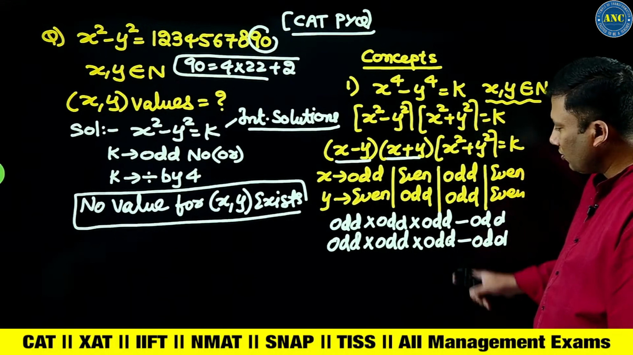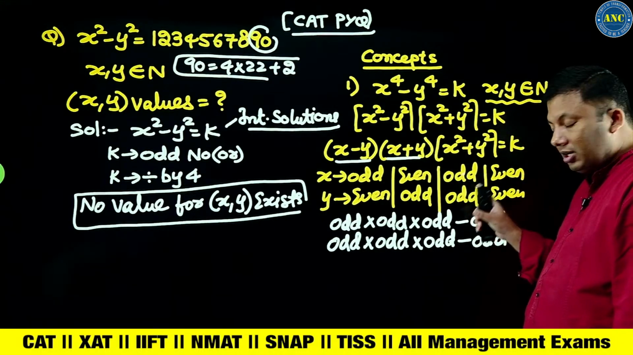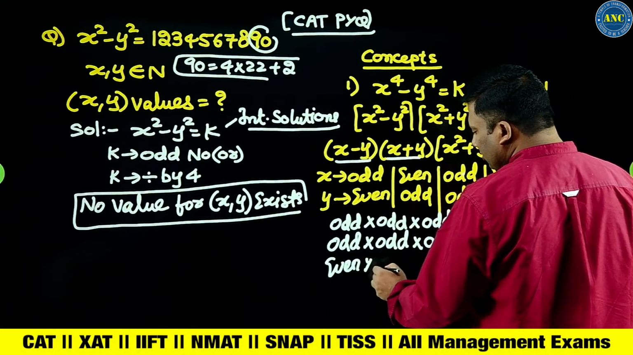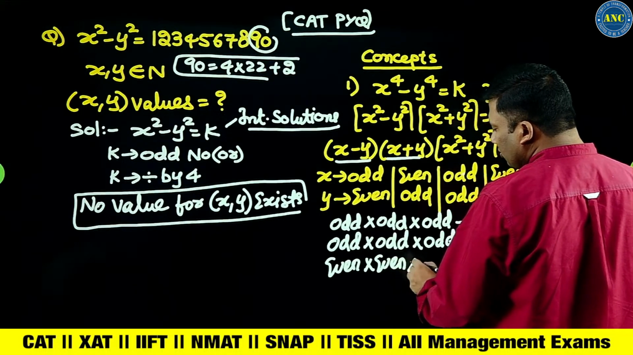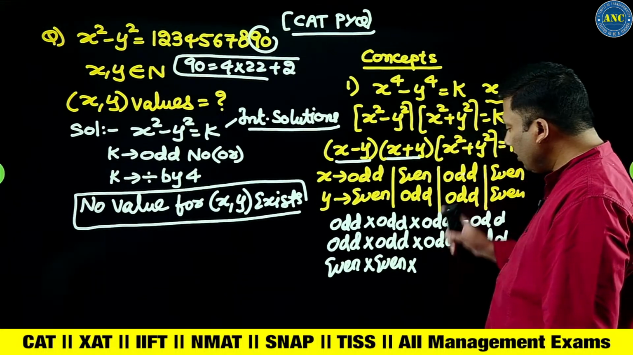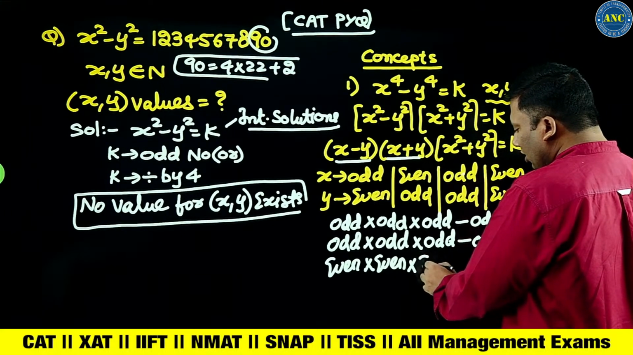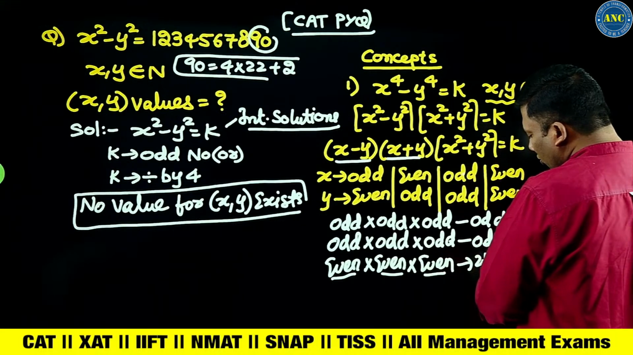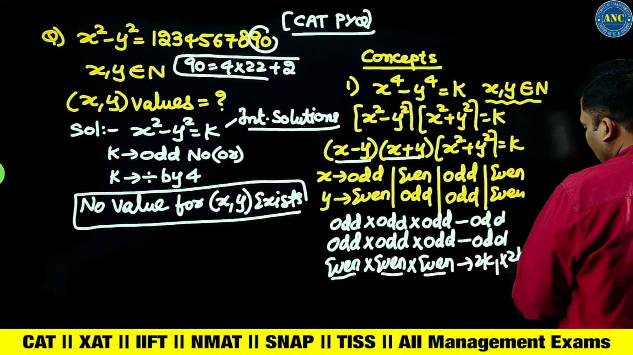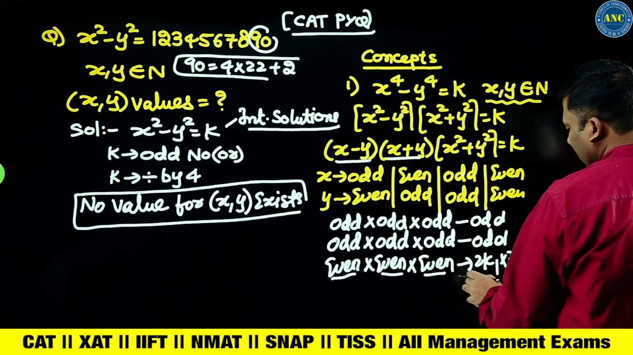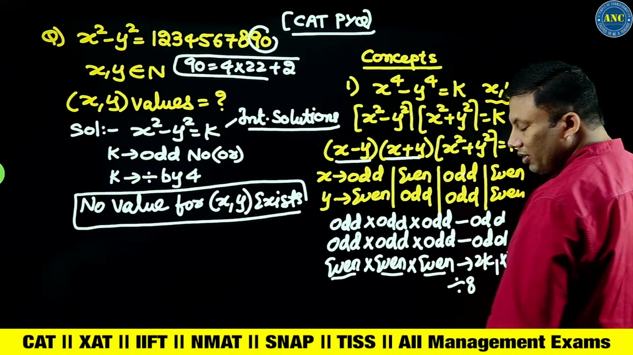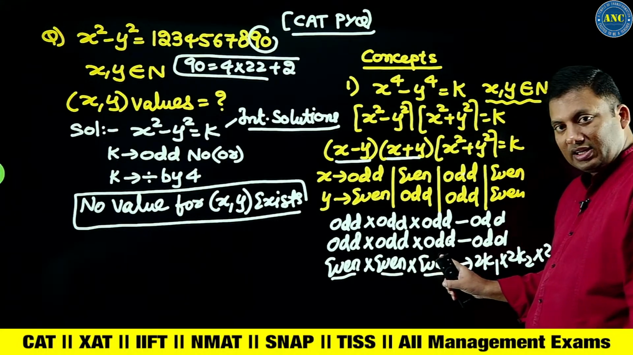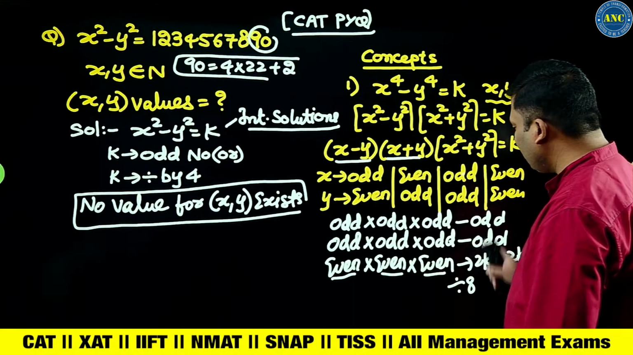Are you all with me? Now see, both are the same: odd, odd, even, even. Odd minus odd, even number. Odd plus odd, even number. Odd number square, odd number. Even, it is divisible by 2. So 2k1 into 2k2 into 2k3, it is divisible by 8. The answer should be divisible by 8.